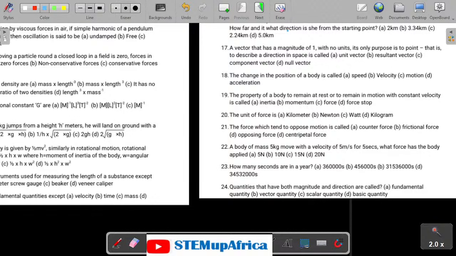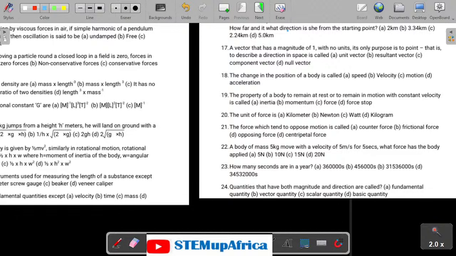So what is the unit of force? It's Newton. That's the SI unit of force. Remember the one we did earlier as question 1, we called it dyne. That one is measured in gram centimeter per second square. But when you come to the basic SI unit, the unit of force is Newton, not dyne. That is to say, we are measuring in kilogram meter per second square. 1 kilogram meter per second square is simply 1 Newton. So the solution to that question is Newton, which is option B. Next, a force which tends to oppose motion is called frictional force or drag force.